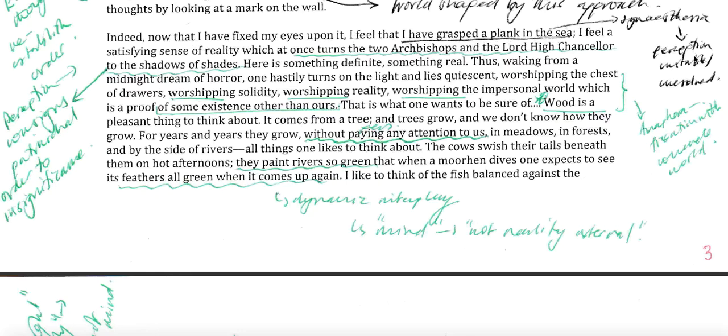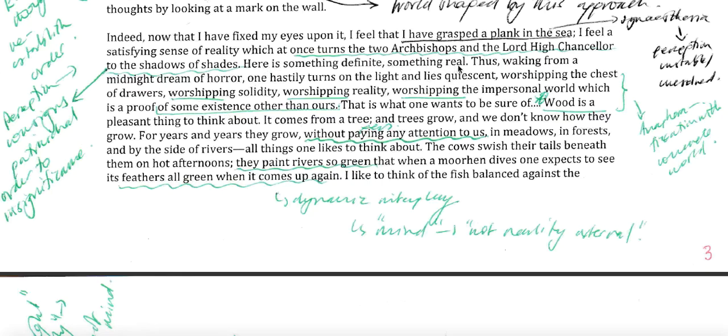And I think here what we've got is this synesthesia, that she's seeing and grabbing at the same time. The perception again is unstable and unresolved, and shows us, I think, the illusory nature of what we'd call phenomenological certainty and epistemic certainty. It is an illusion. I feel a satisfying sense of reality which at once turns the two archbishops and the Lord High Chancellor to the shadows of shades, and the resolution of her perception consigns patriarchal order to insignificance.